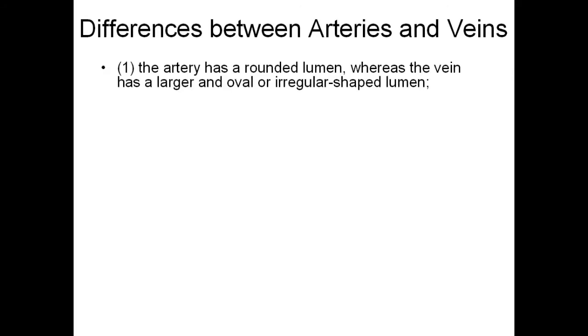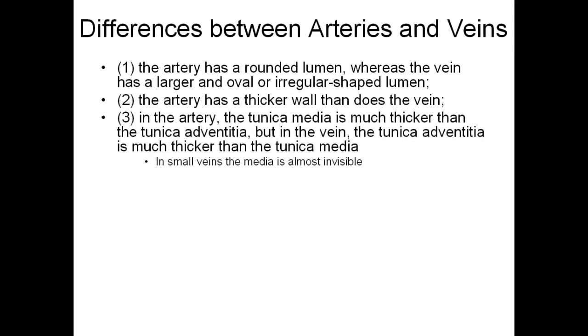We're noting the differences between arteries and veins. The artery has a rounded lumen, whereas the vein has a larger oval or irregular shaped lumen. It has a much thinner wall than the artery has. The artery has a thick wall, vein has a thin wall. In the artery, the tunica media is much thicker than the adventitia, but in the vein, the adventitia is often much thicker than the media.